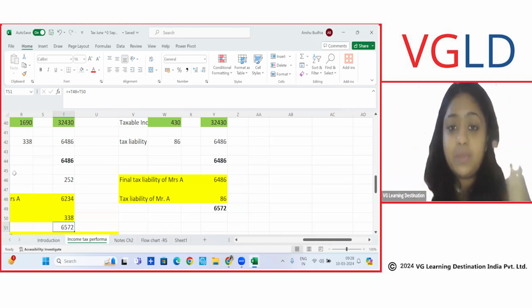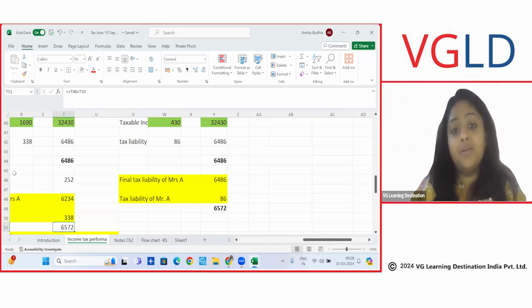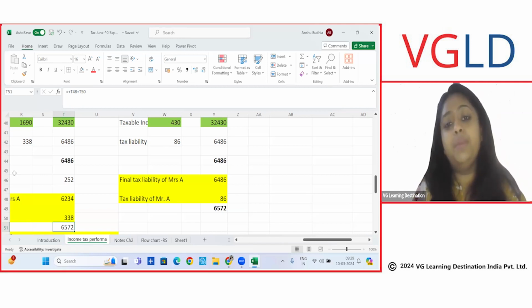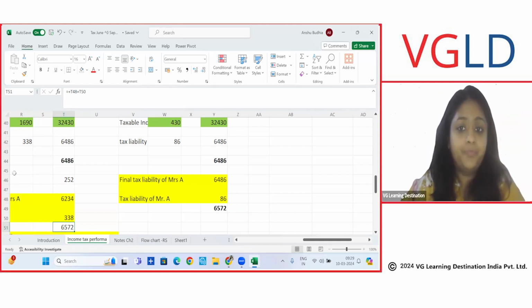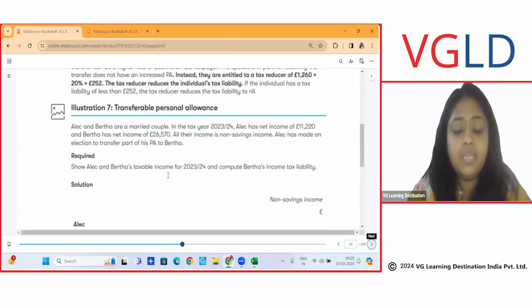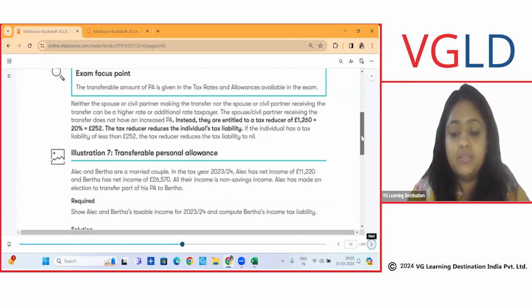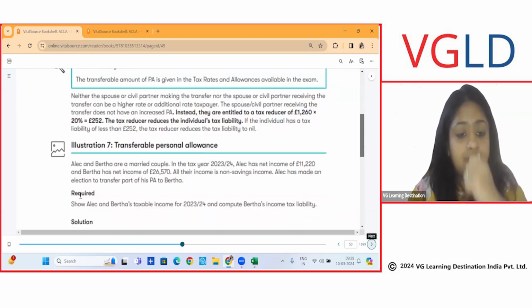So this I'm telling you as a planning tool. When we're doing planning questions in the exam, remember, if a giver spouse has taxable income up to the PA limits, then it makes more benefits to transfer PA. Got it? Let's do a question to be more clear about it. So I'm taking a question. I'm doing it here, okay? Just to be more clear for this.